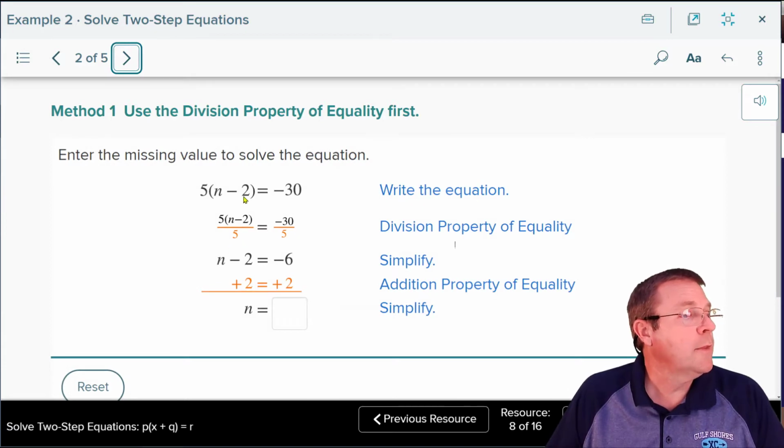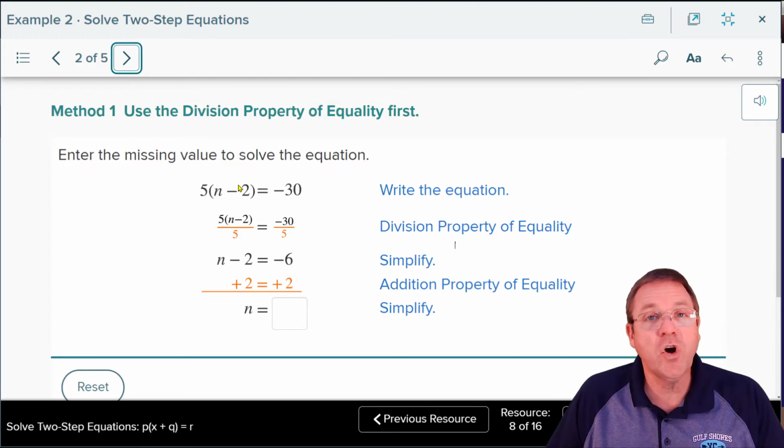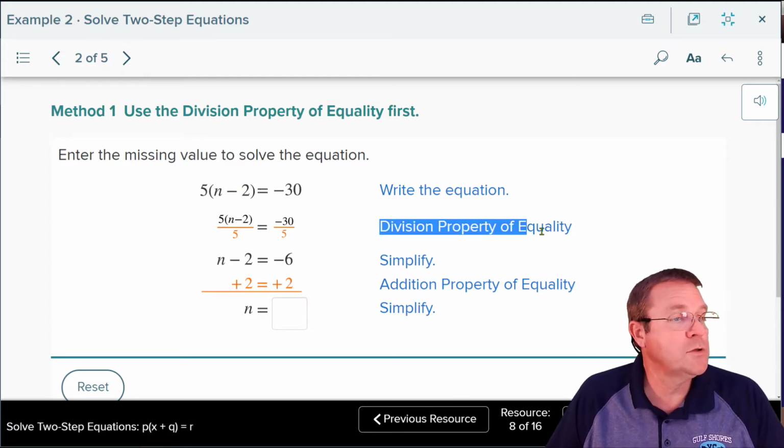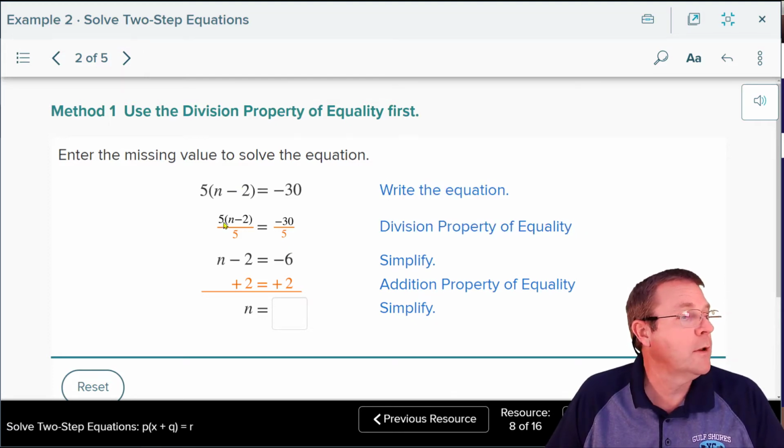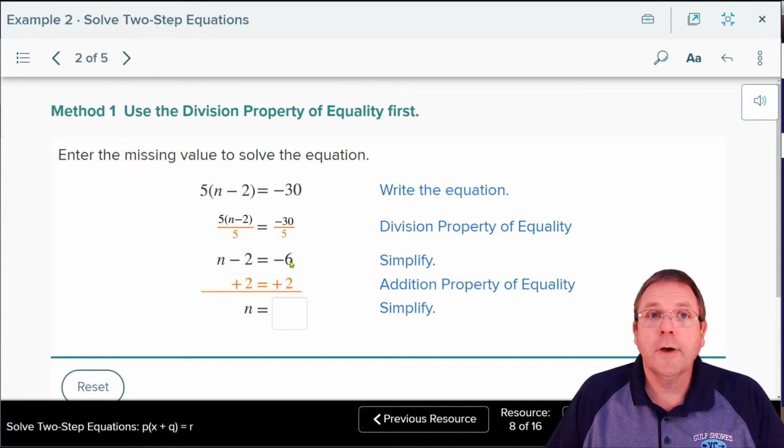Method 1, they isolated the stuff in parentheses first by undoing multiplication. They used the division property of equality right here, dividing 5 on both sides. The 5's on the left divide each other out, becoming 1, and 1 times n minus 2 left n minus 2 right here. Negative 30 divided by 5 left negative 6 right here. And now they're going to move on to the final goal of an equation, isolating the variable.